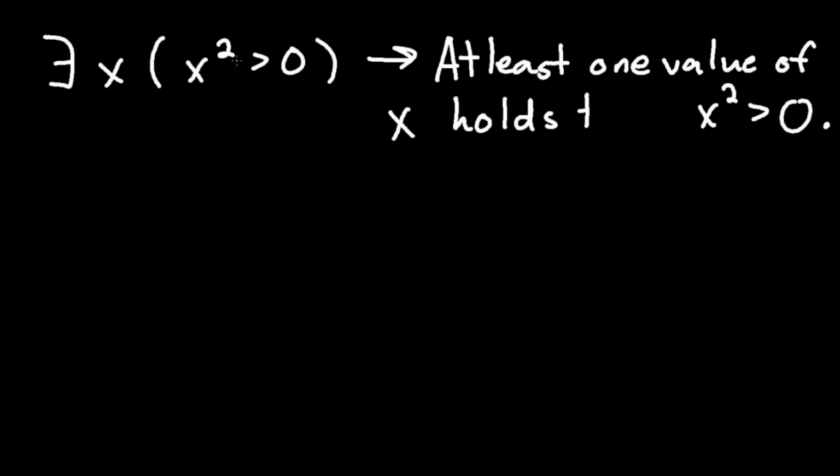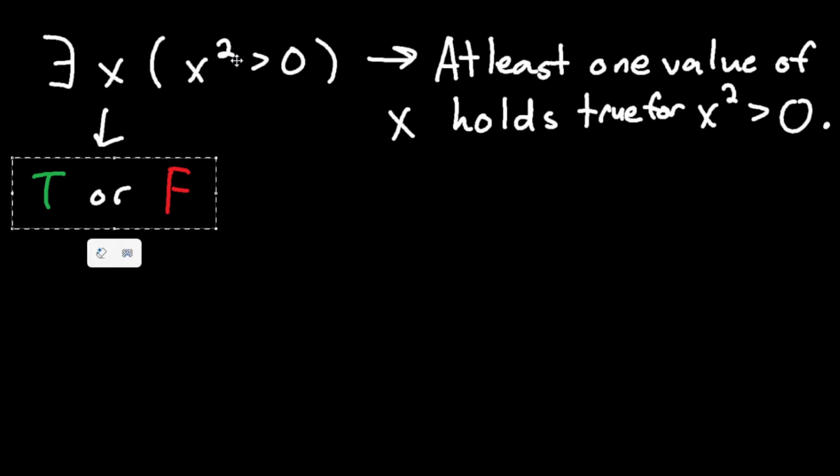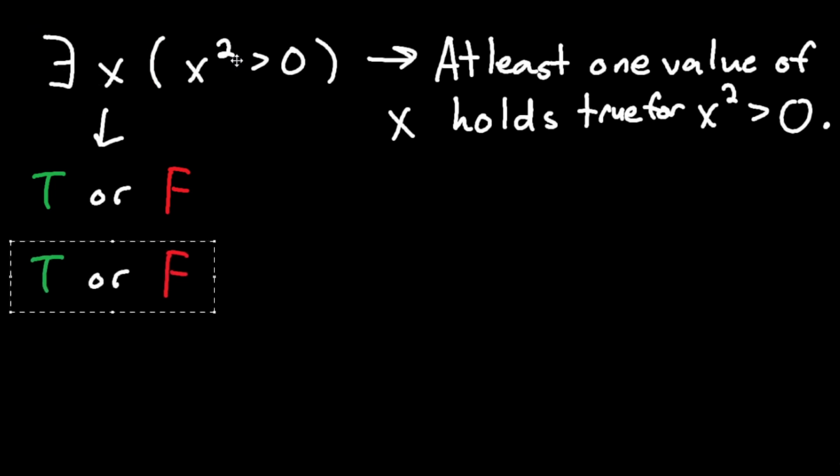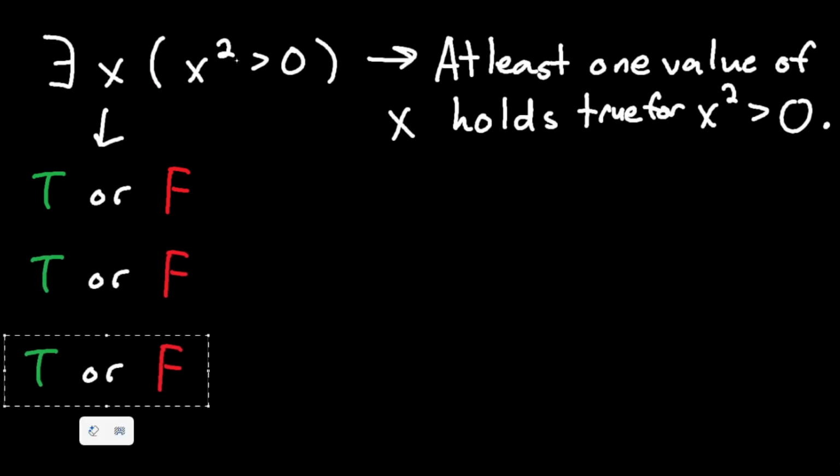Holds true for x squared is greater than 0. So sometimes you're going to see "at least one value" or "at least one." If you see "at least," it usually means this quantifier right here. So let's go ahead and do that. Right here, we actually write down true or false. And copy and paste everything here. Copy, paste, paste again. And let's take a look at a couple different domains.